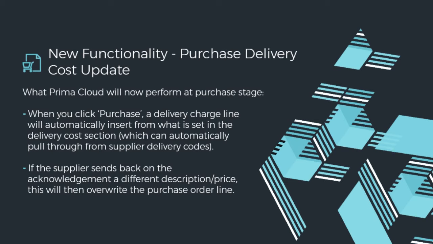Otherwise, you can tick the little tick symbol to the right hand side of it and manually overtype that if you wanted to as well. If the supplier sends back the acknowledgement, all the information overrides, and then you've got your true description, true cost, and that sort of thing as well.